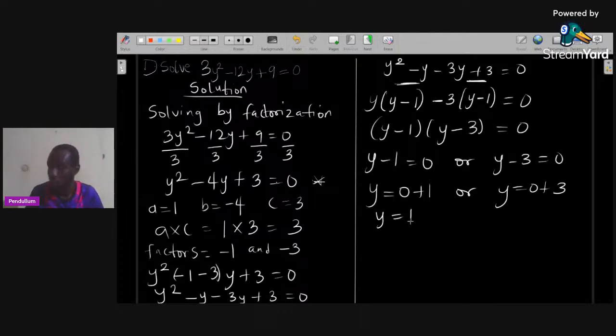And finally, we have that y is 1 or y is 3. All right. So these are our two answers. If we solve this by factorization, these are our two answers. All right. So I hope this is clear and I hope you understood this. We are going to try this again and we'll use the second method, completing the square method. All right. So I hope you got this clearly before we move on to the next method. So let's look at how we can use completing the square.